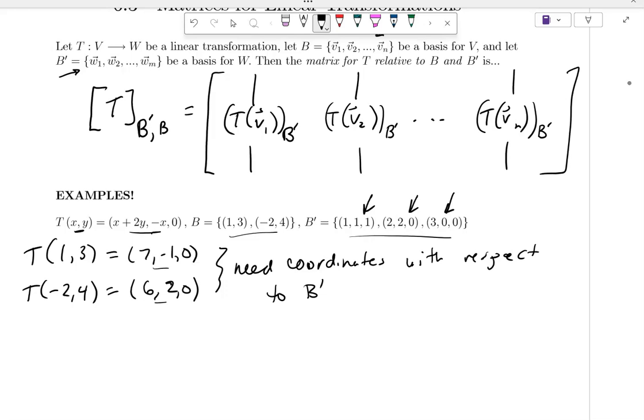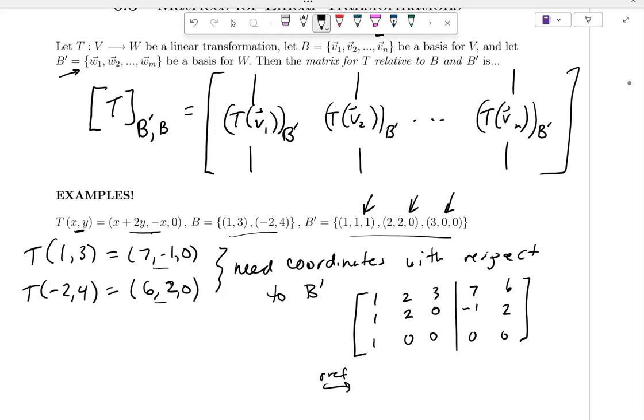I might as well be fancy about it and do it all at once, okay? So here are my basis vectors. I'm going to just augment so that I would make an augmented matrix, right? I'll put 7, negative 1, 0 in that first column, that next column, and 6, 2, 0 in the last column. And then we want to row reduce. If somebody wants to type that in.